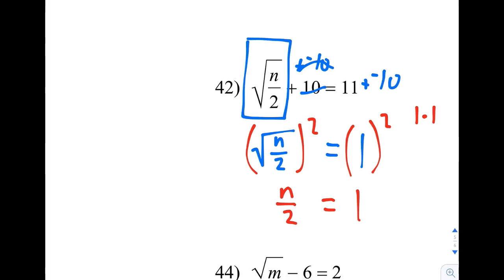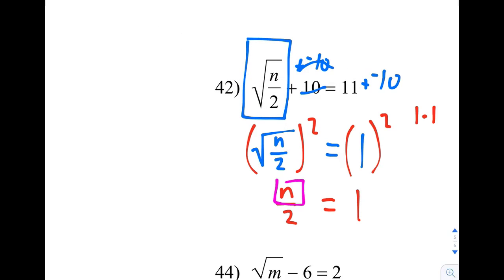Now if there were like a 3 in there, I would have got 9. So don't assume that this is always going to stay the same like that. Most of the time it actually will change. So n over 2 equals 1. Finally, I need to get n completely alone. So I got rid of the root, but I need to get n alone here.